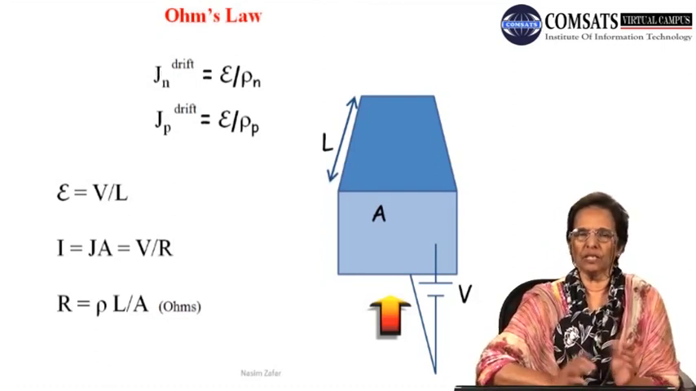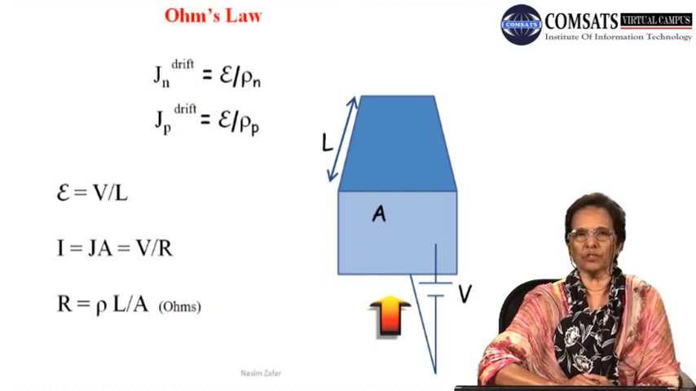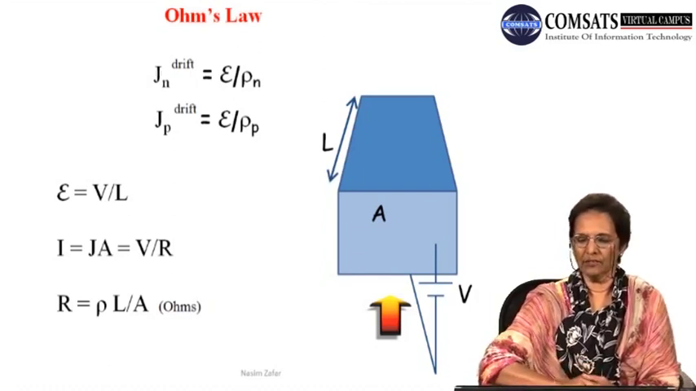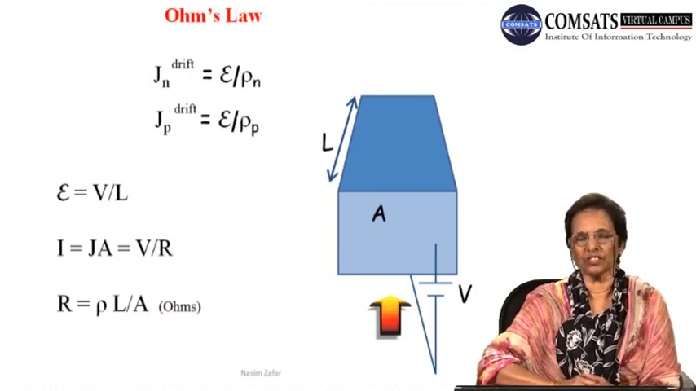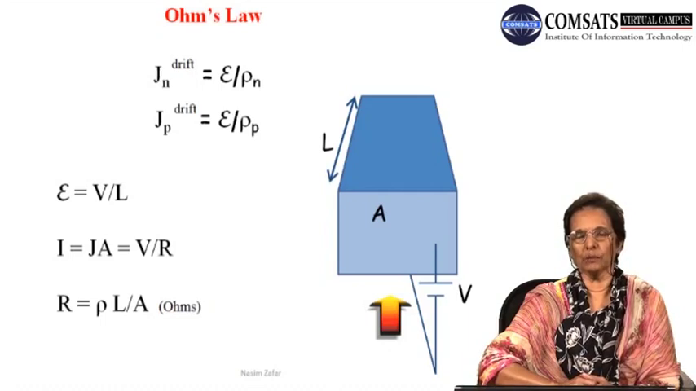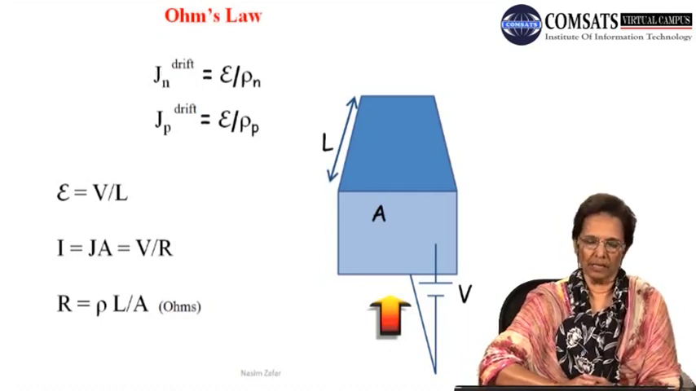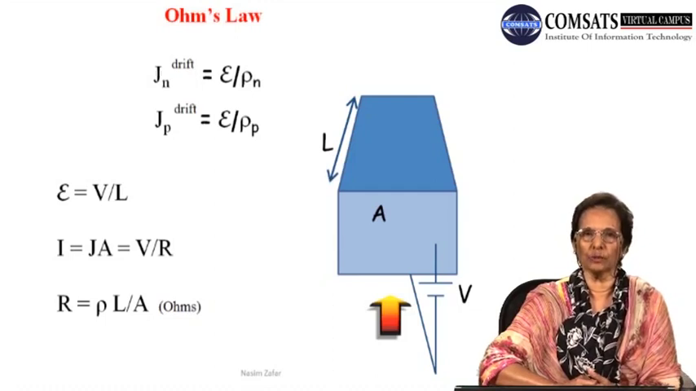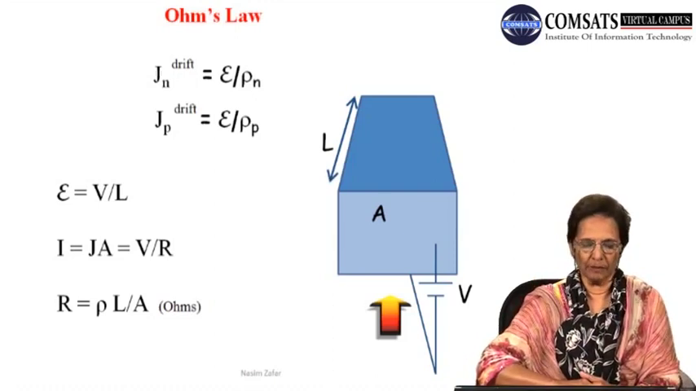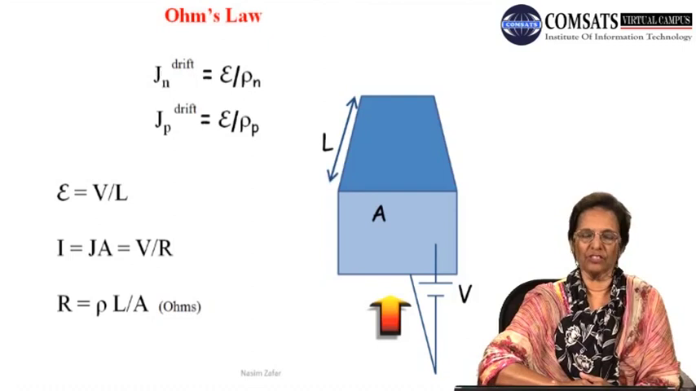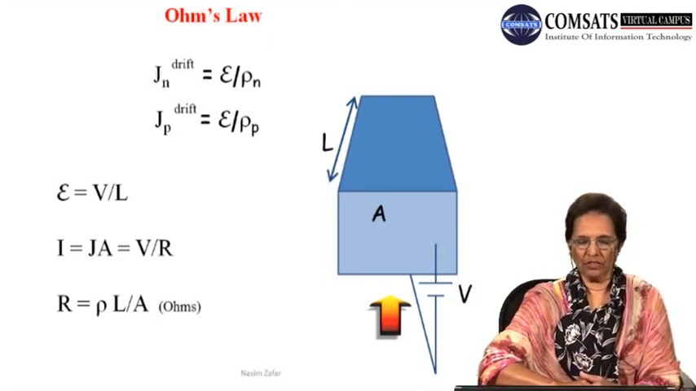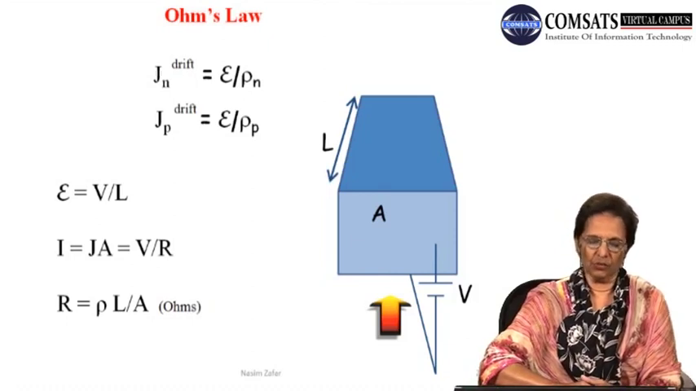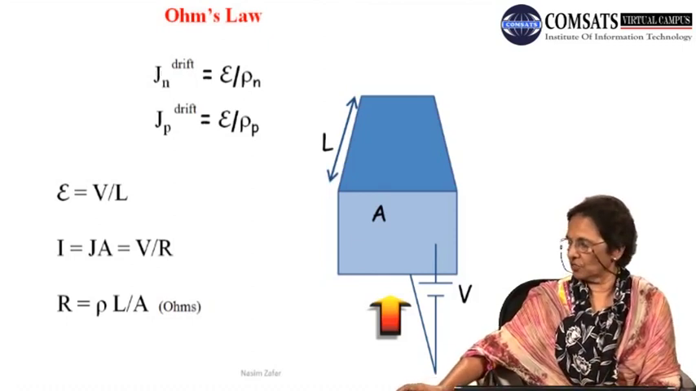Conventionally, the electric field strength is defined as the gradient of the applied potential, V over L. And here I have shown on the right side in the schematic diagram the applied potential, and the length of the bar is L. So electric field is simply the gradient of the potential, that is V, the applied potential, divided by the length or the distance between the two terminals across which the potential has been applied. The total current is a product of the current density times the area, which is equal to V over R, as we obtained this relationship before.